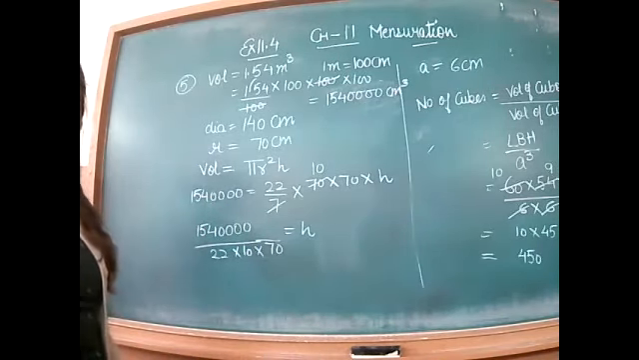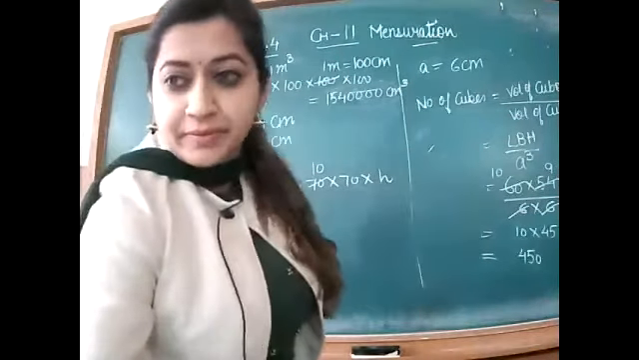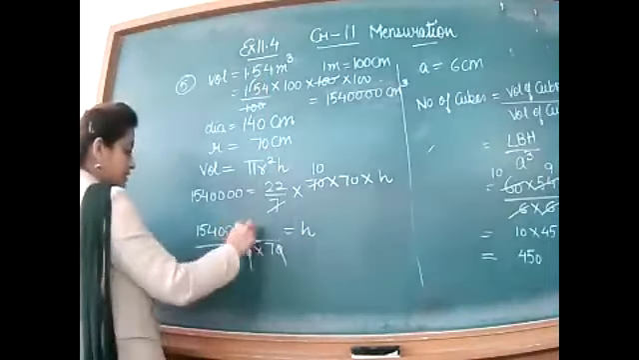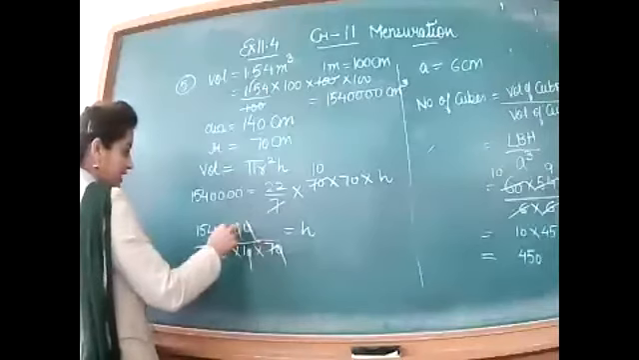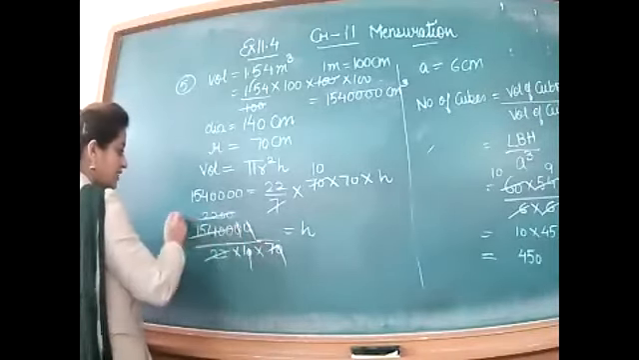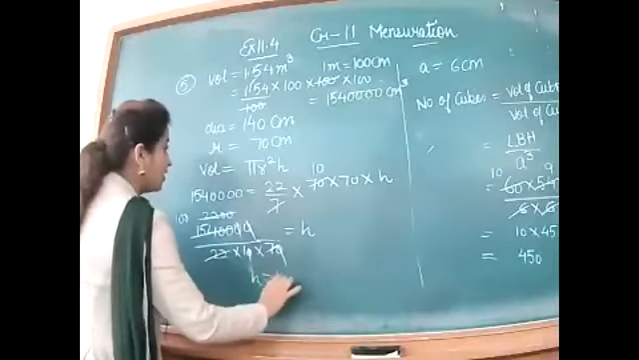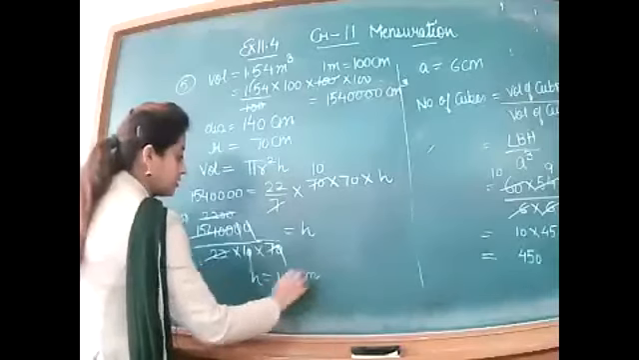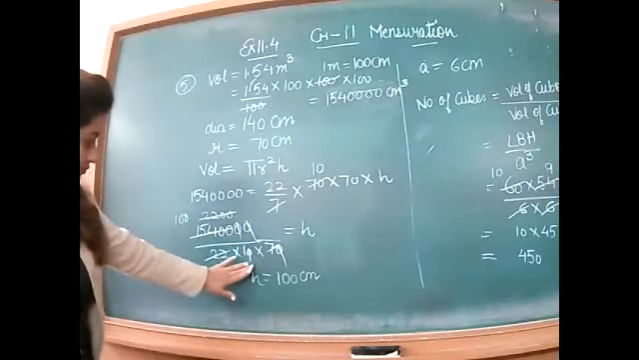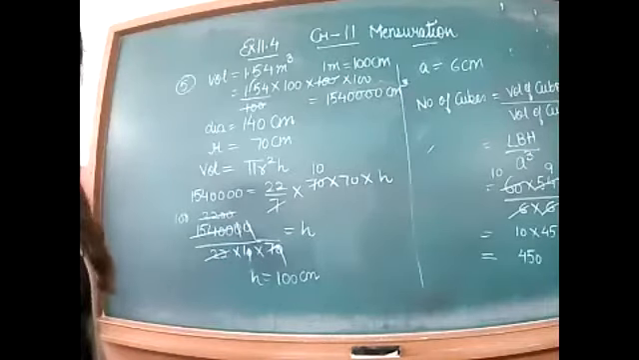Is it okay? Now, 2 zeros will cancel out. You will cancel it out with 7, that is 2200. You will cancel it out, you will get 100. So h is equal to 100 centimeter. h is equal to 100 centimeter is the height of the cylinder.